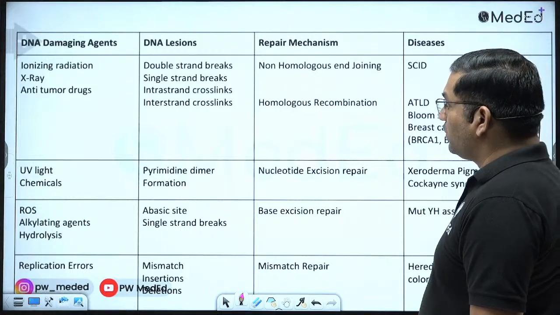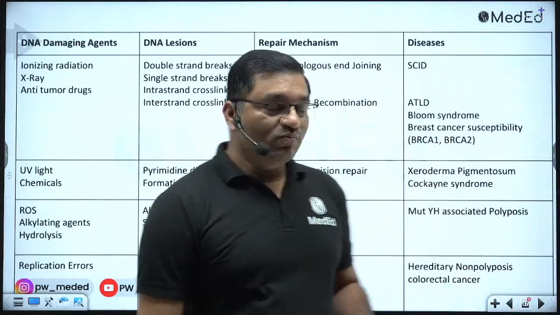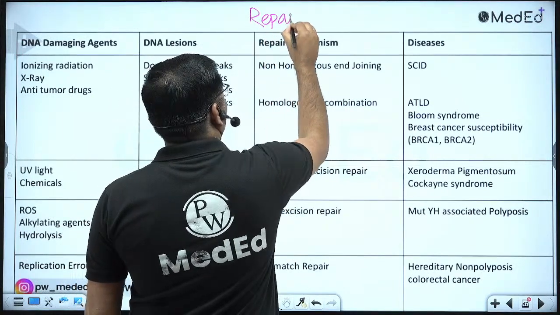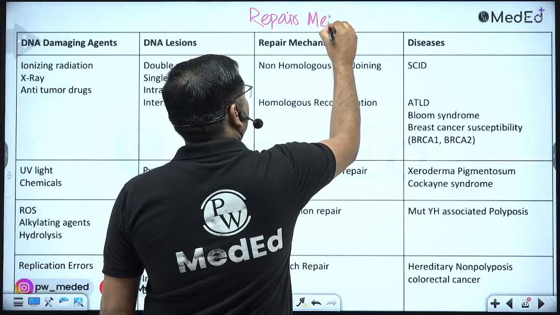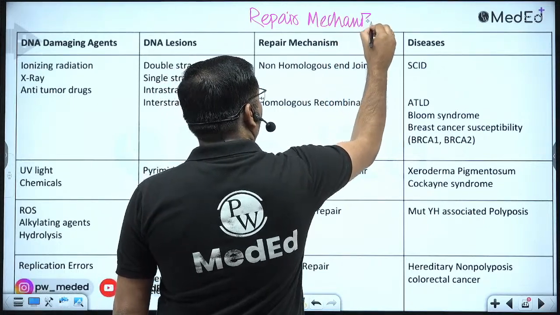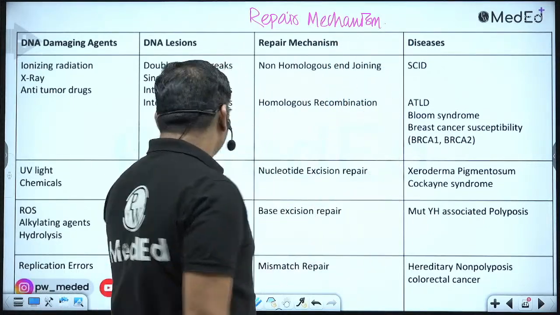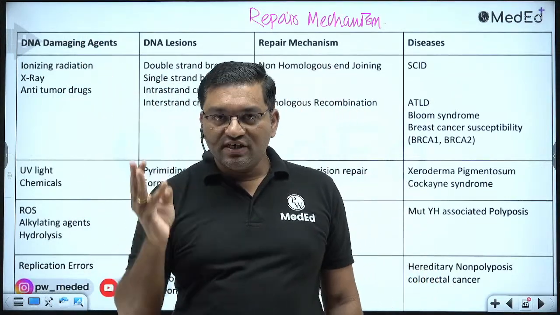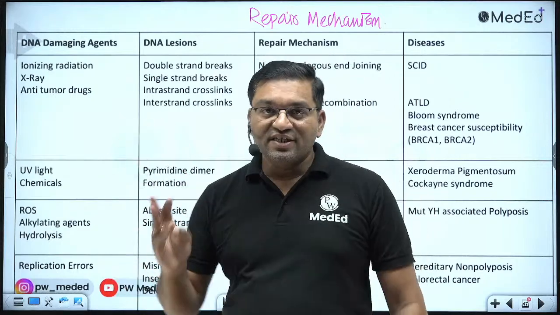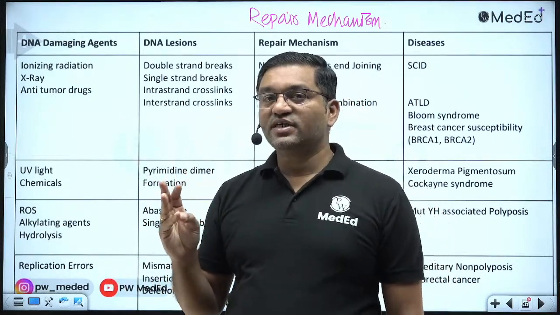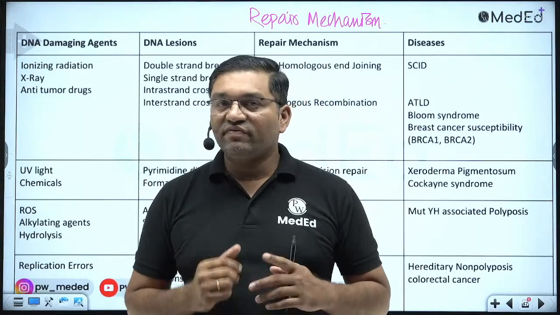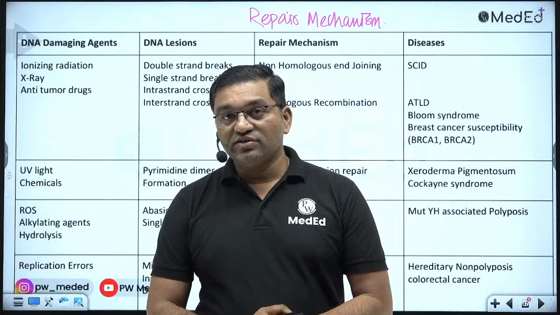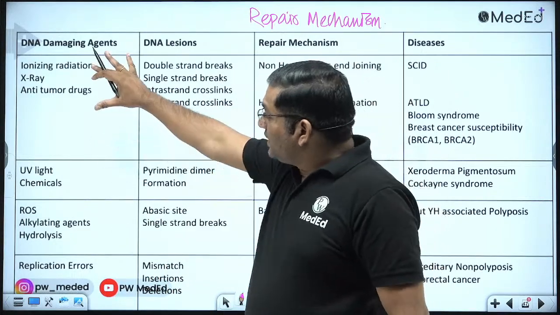Okay. Now coming to the DNA repair mechanism. This is an important chart, repair mechanism. So these are the DNA damaging agents. DNA can be damaged by physical agents. They can be damaged by chemicals. They can be damaged by reactive oxygen species or free radicals, which are generated in our body via various metabolic reactions. So these are the DNA damaging agents.